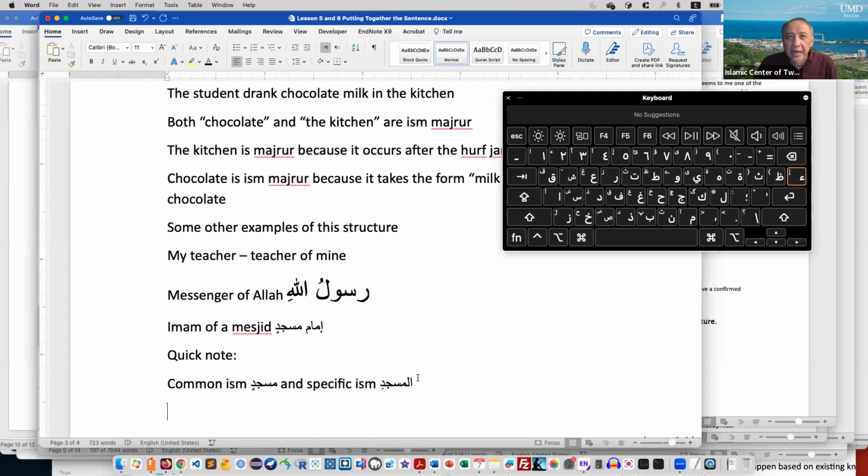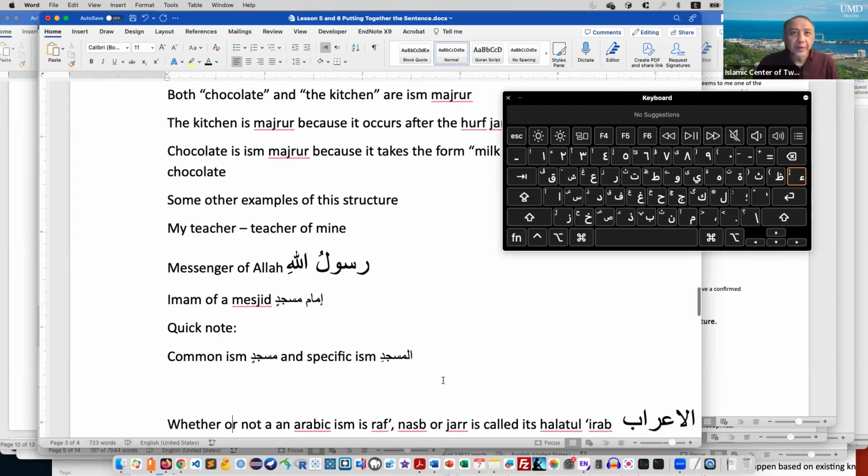Whenever you have alif lam, it's always a simple kasra or fatha or damma. When you have a common noun, like any masjid, then it's masjidin or masjidan or masjidun. Got that? Whenever you have the tanween, it's a common noun. It's called isim nakira. Okay? So we'll do that again next time.